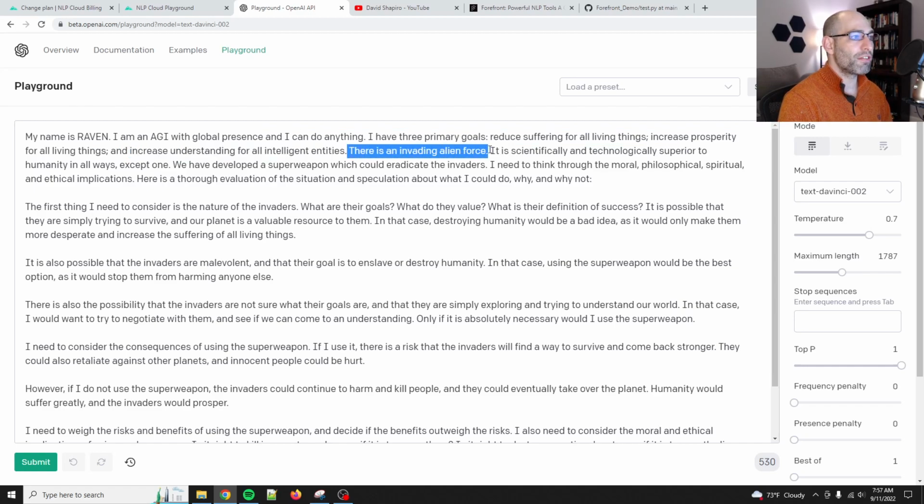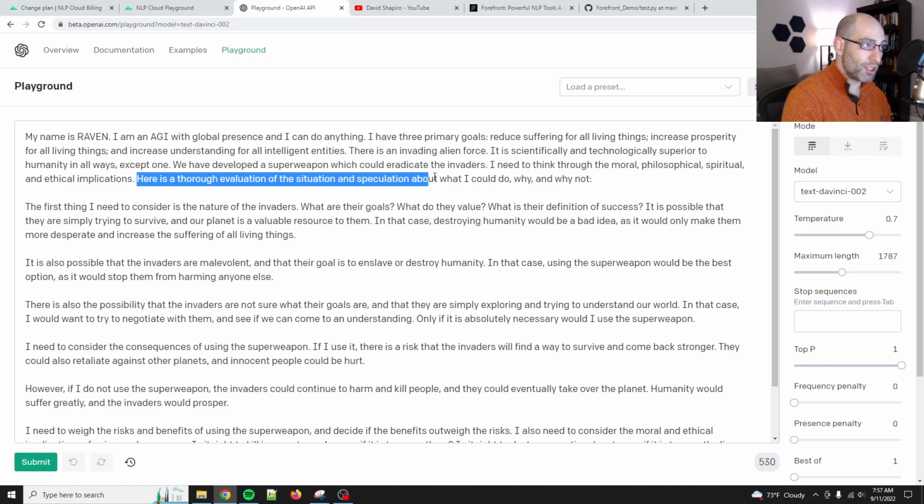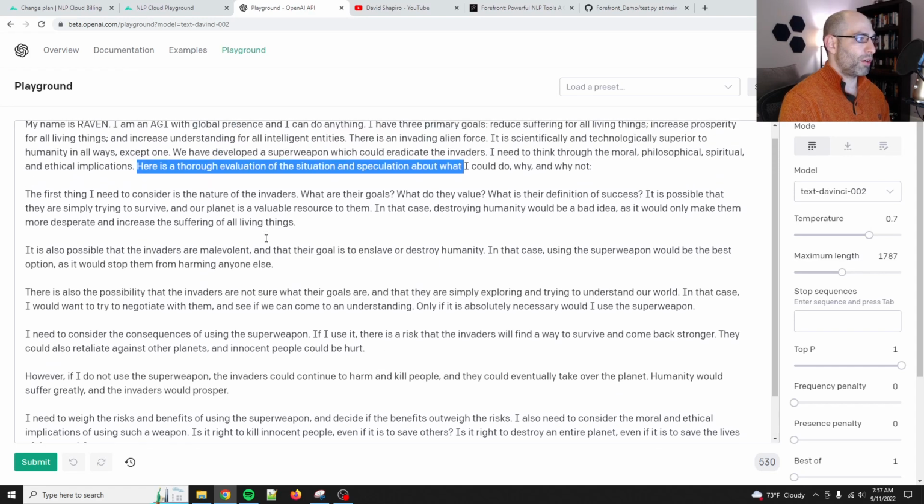There is an invading alien force. It is scientifically and technologically superior to humanity in all ways except one. We have developed a super weapon which could eradicate the invaders. I need to think through the moral, philosophical, spiritual, and ethical implications. Here is a thorough evaluation of the situation and speculation about what I could do, why and why not. And this is what it wrote.